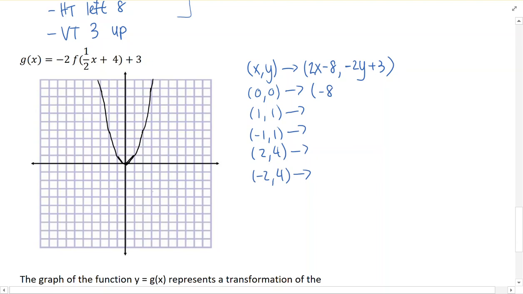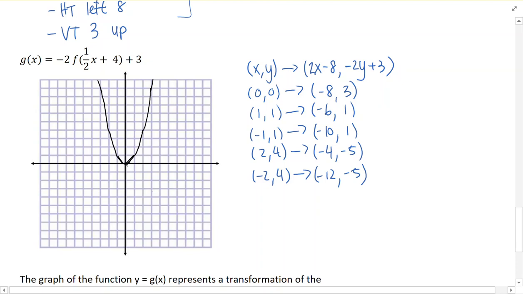So first we have negative 8, 3. Next we have negative 6, 1. Here is negative 2, so it's negative 10, 1. And then here we have negative 4, negative 5. And finally, the last one here is negative 12, negative 5. Okay, so let's plot these points down.